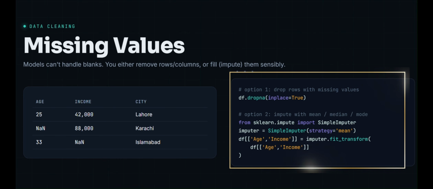dropna removes any row with a missing value, or if you don't want to lose data, SimpleImputer with strategy equals mean will fill in the gaps using the column average.